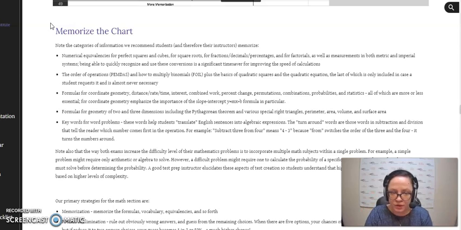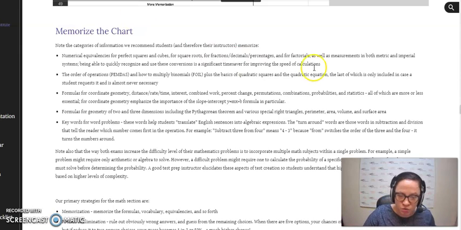It's very important that they memorize the chart to note the different categories of information that we recommend for the students to memorize. And so really, as an instructor, you should have them memorized as well. That includes the numerical equivalencies, order of operations, the formulas for coordinate geometry, for geometry of 2 and 3 dimensions, and the keywords for the word problems.